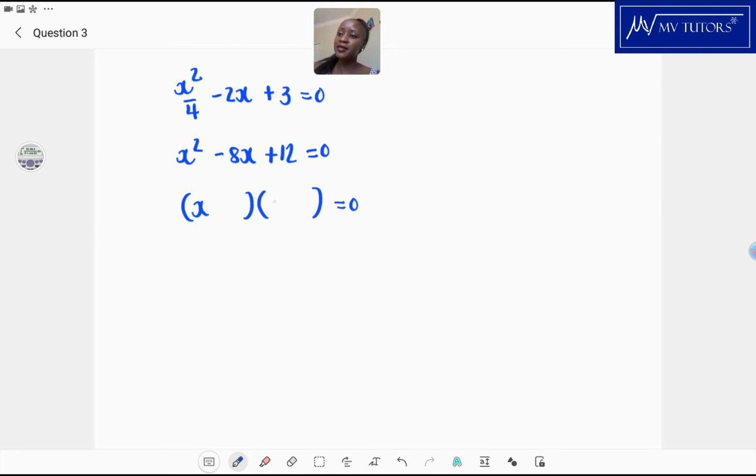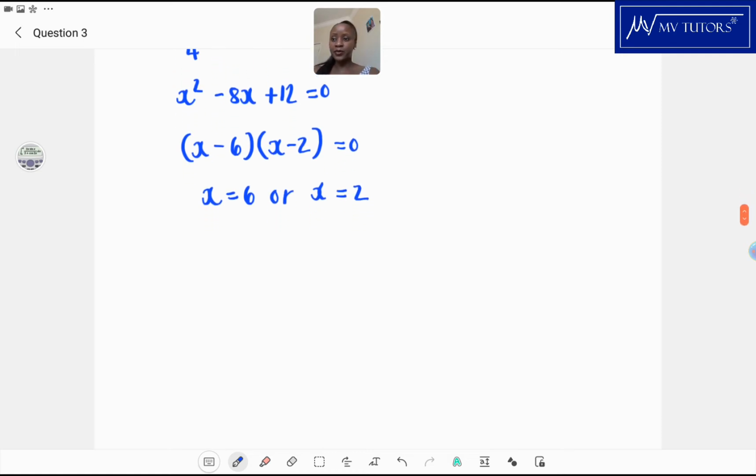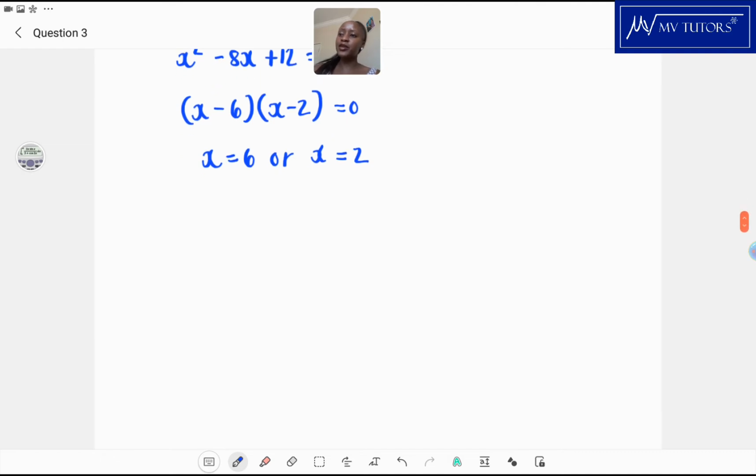Alright, so I have x, and the factors of 12, 6 and 2 will give me 8. And if I said negative 2, negative 6 will give me negative 8. So x is equal to 6, or x is equal to 2. We're not done yet though, we need to get r, remember? Okay, so if I use x is equal to 6.